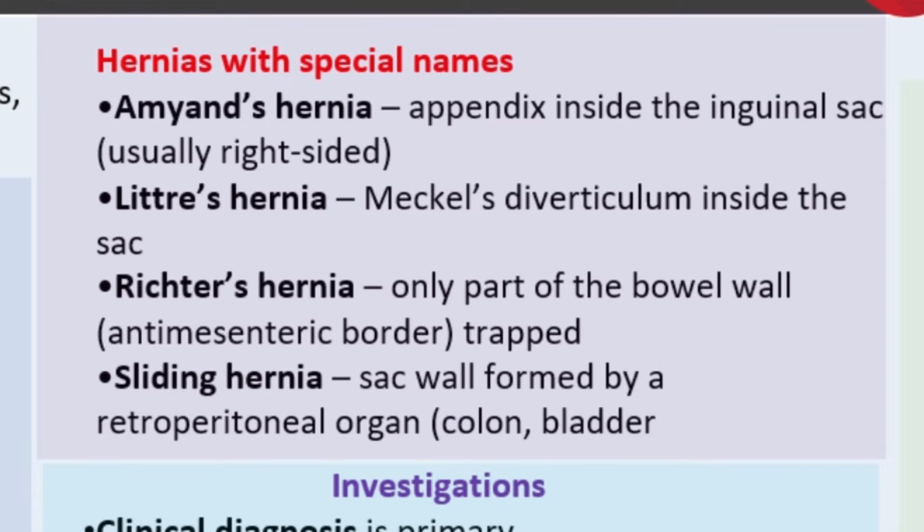So we have around 3 loops forming a kind of a W, but the part in the middle is the one that is trapped and it's more prone to ischemia. Then we have the sliding hernia, whereby the sac wall is formed by a retroperitoneal organ, maybe the colon, maybe the bladder.